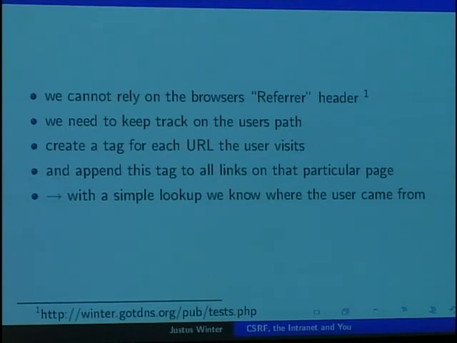We do that by creating a tag, just a random number, for each URL the user visits. Then we attach this tag to all links and all forms in the HTML page. If we get the next request, because the user clicked on one of those links, we get this tag, and we just do a database lookup, and we know where the user came from.